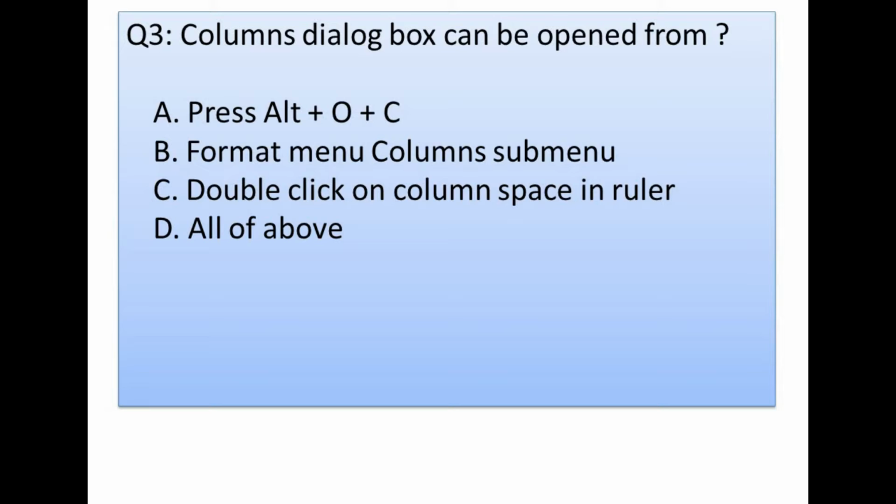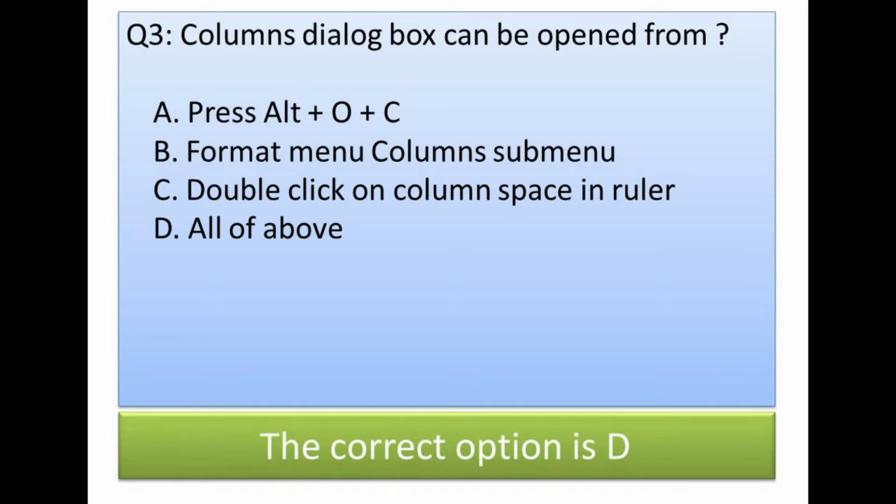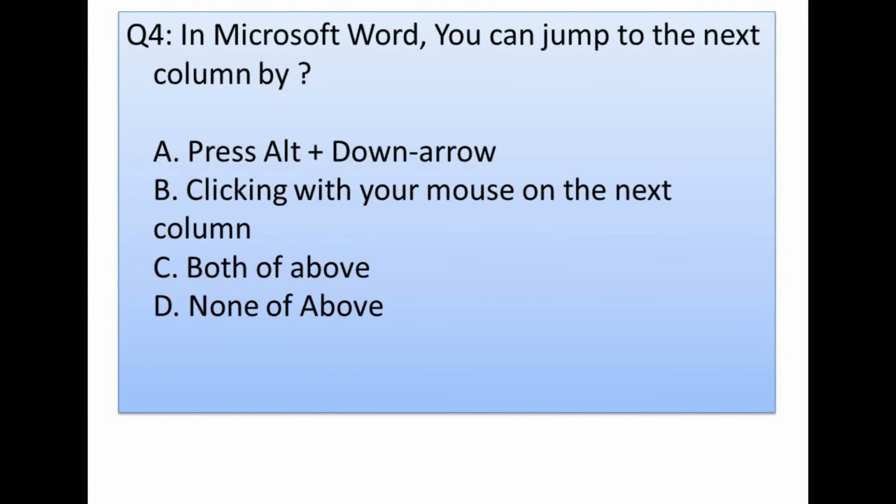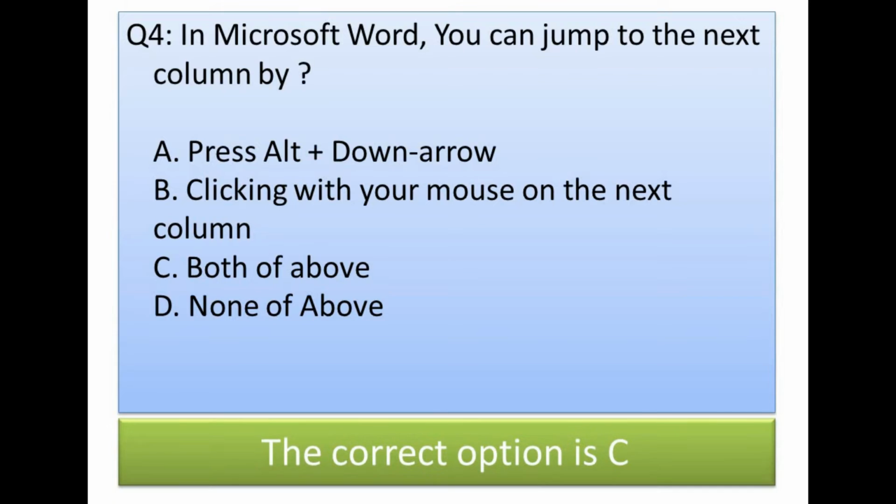Columns dialog box can be opened from press Alt plus O plus C, Format menu columns, submenu, double click on column space in ruler, all of the above. Correct option is D. In Microsoft Word, you can jump to the next column by press Alt plus down arrow, clicking with your mouse on the next column, both of the above, none of the above. Correct option is C.